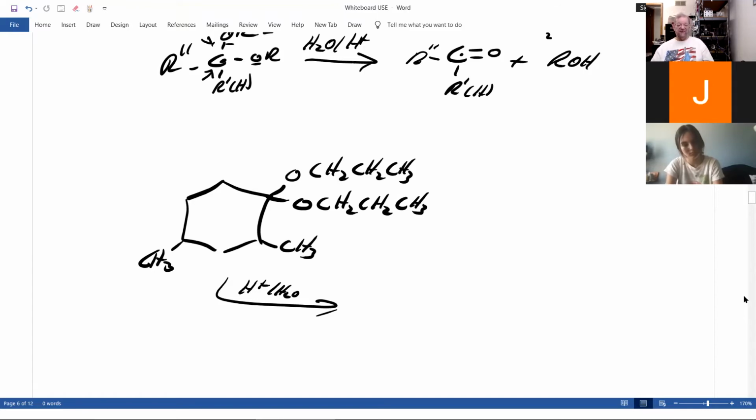I made the acid come first here. It doesn't matter what you put first, acid or water. You take this molecule, react it with acid and water, or water and acid. What do you get? Wow, that's a pretty complex molecule.